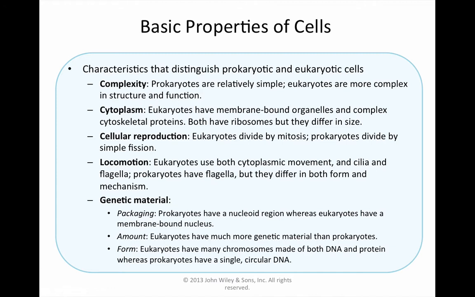The amount of genetic material differs between prokaryotes and eukaryotes. Because eukaryotes are much more complex, they have different proteins, they're going to divide by mitosis, different locomotion, all of these things making them much more complex, which means they're going to need more genetic material. So there's much more genetic material than what we see in these prokaryotes. And lastly, the form of this genetic material is different. Eukaryotes have chromosomes made of both DNA and protein, while a prokaryote has a single circular DNA.